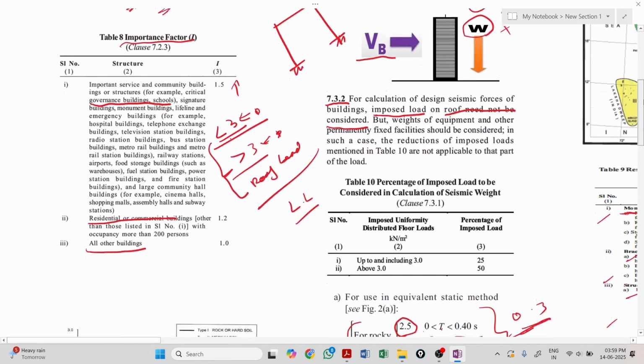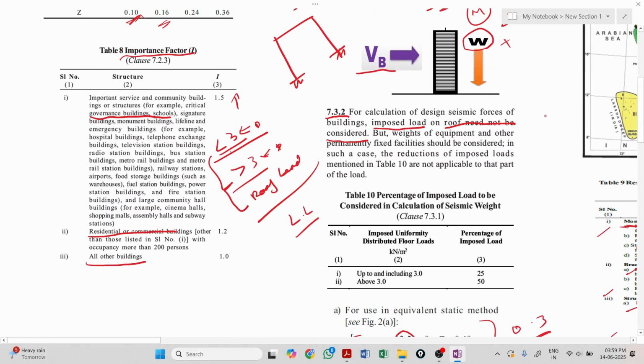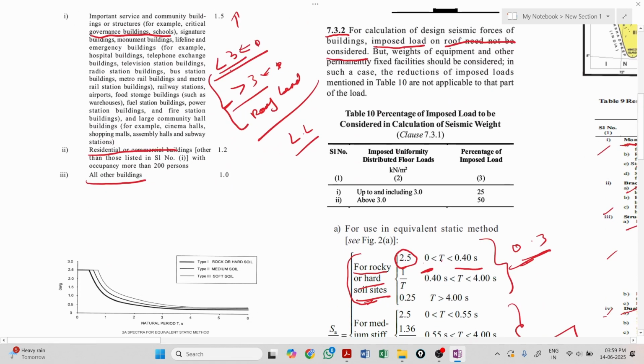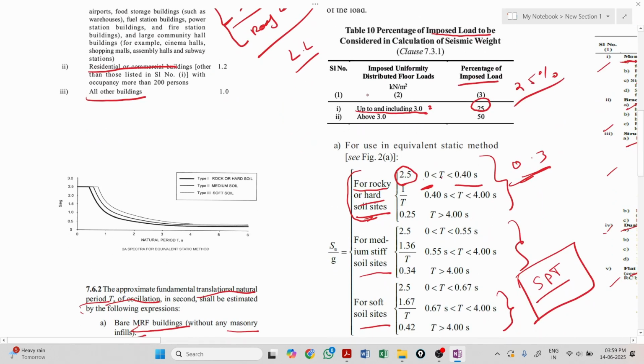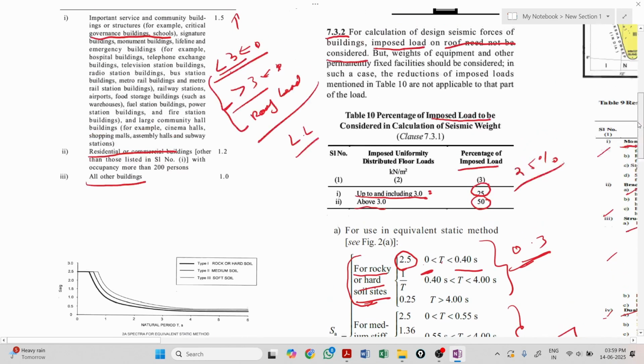And there is a reduction factor. When imposed load is to be considered, when should we consider it? Up to and including 3 kilonewton, we should take a 25% decrease in the load, and if it's more than 3 kilonewton we can take a 50% reduction. So this is how we do it.